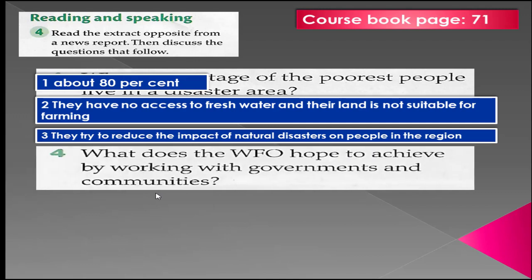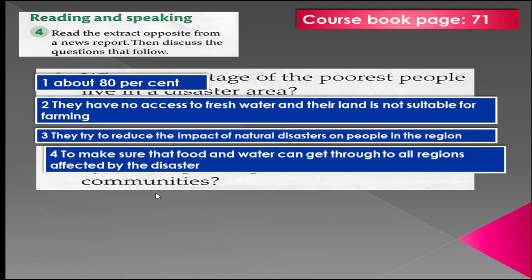Next, number 4, what does the WFO hope to achieve by working with governments and communities? They want to make sure that the food and water can get through to all regions affected by the disaster. They want to make the food and water reach everyone who is affected by the disasters.